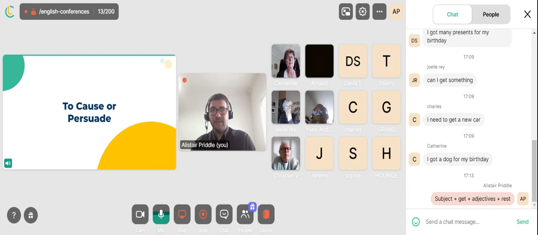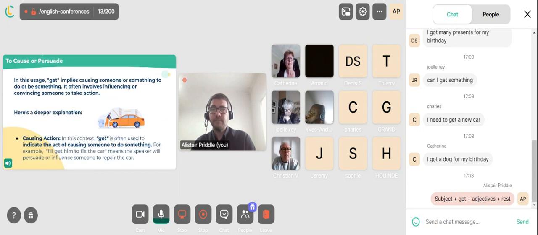Well, let's have a look at another use for get. Here we go. To cause or to persuade. In this usage, get implies causing someone or something to do or be something. It often involves influencing or convincing someone to take action. Here's a deeper explanation. Causing action.